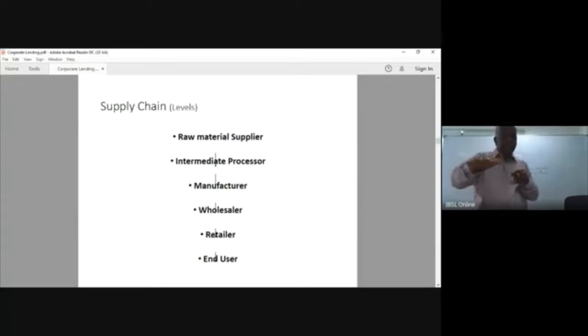So here, in this one, each person is at a different level. The raw material supplier is one level, that is from the start. Then the intermediate processor, next level. And the manufacturer, next level. And the wholesaler, next level. Retailer, next level. Finally, the end user. So we call these different levels in the supply chain.